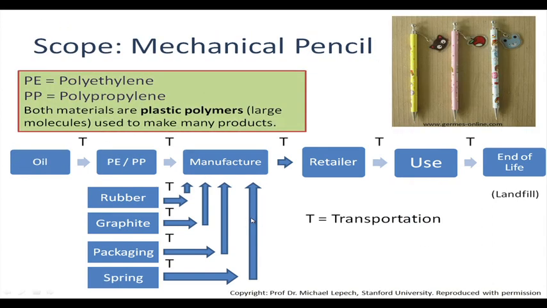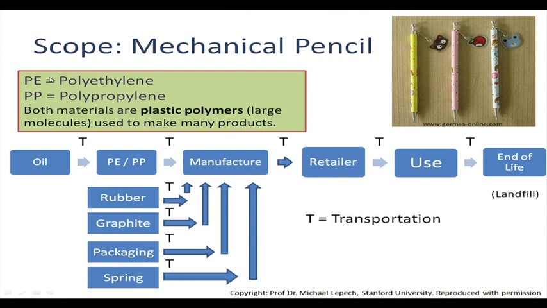Now next, if you have the mechanical pencil, same thing, the goal is to write, but rather than having a wooden pencil, we have this set of mechanical pencils, and we'll take one of these. Now mechanical pencils these days are mostly made of plastics. So plastics, either polyethylene or polypropylene. So that's what you have. Both materials are plastic polymers, basically large molecules used to make many products. So they are made of plastics.